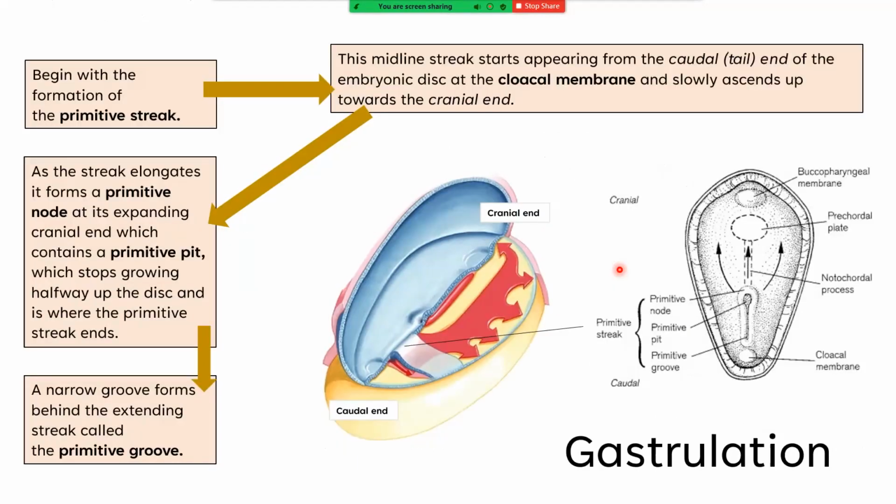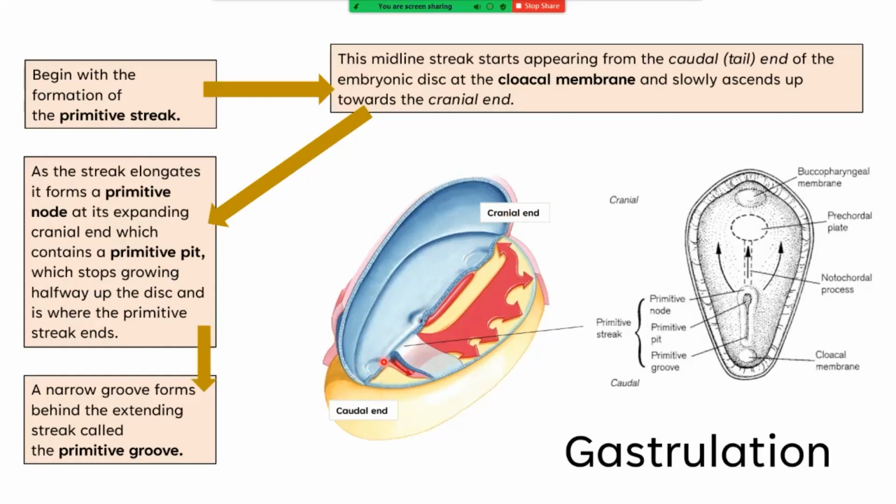Okay, another picture showing the same gastrulation process. So the gastrulation begins with the formation of the primitive streak on the epiblast of the bilaminar germ disc. This midline streak starts appearing from the caudal end and goes up towards the cranial end. Where is the cranial end? The cranial end is up here, and this is the caudal end. They slowly ascend up towards the cranial end.